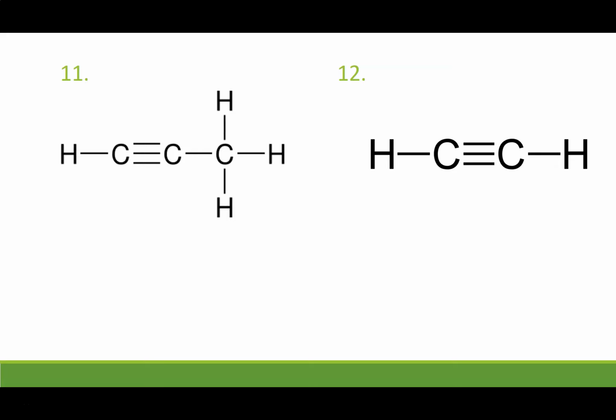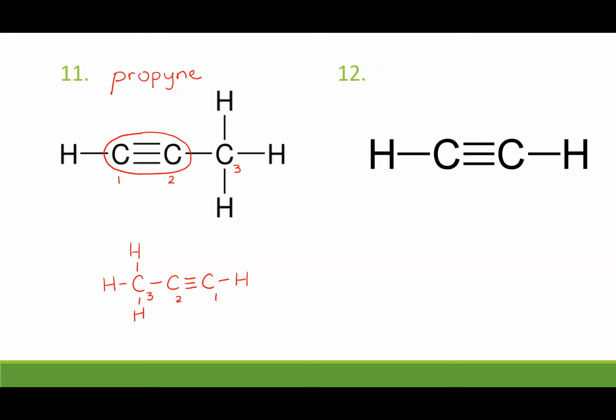Moving on to number 11, we have an alkynyl group, and there are 3 carbons, so we would call this compound propyne. Now we actually don't have to number the carbons in this case because there's only one place for the alkynyl group to be. So I can draw this same compound like this, and we can see that we would still have the alkynyl group on carbon 1. So that is the reason why we do not have to actually number the carbons in this case.